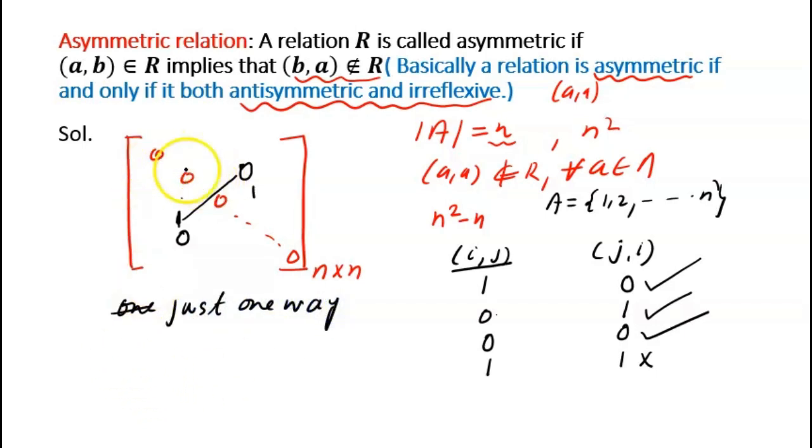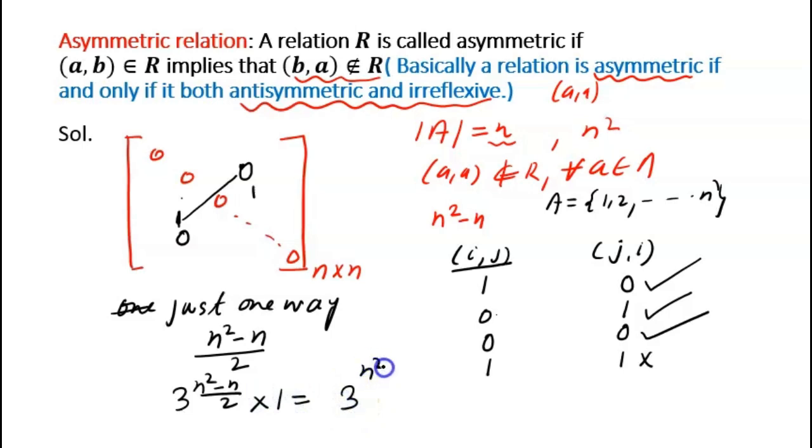And those elements which are not along the main diagonal, how many are there? n square minus n. And how many pairs are there? n square minus n by 2, if I am considering the ijth position and jith position as a pair. So each pair can be filled in 3 ways, either by a 1 0, or a 0 1, or 0 0. So the total number of ways is 3 to the power n square minus n by 2, into 1, because the diagonal elements can be filled in just one way. So the total number of asymmetric relations is equal to 3 to the power n square minus n by 2.